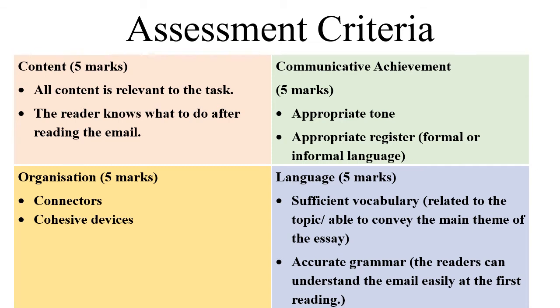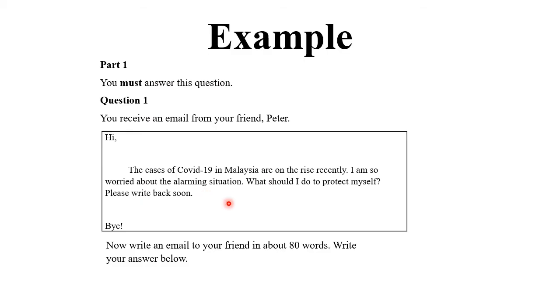And the last one, accurate grammar. So we have to make sure that our readers can understand our email easily at the first reading. We don't want our readers to stop at some point while reading our email and reread certain sentences because they don't understand our language or our sentences. A good email is an email which is easy to read. Remember that. Okay, let's look at the example here.